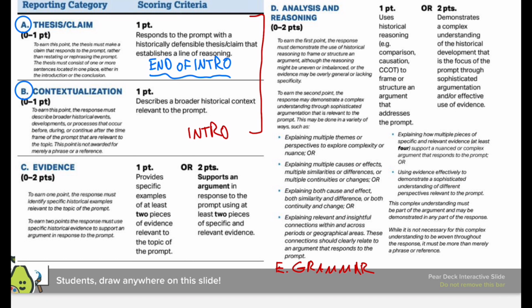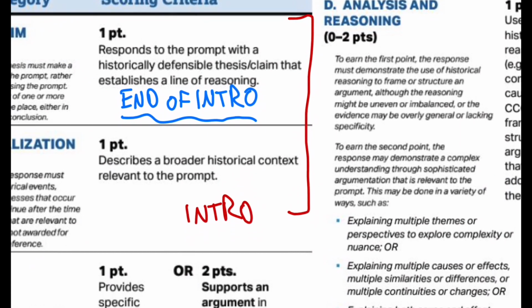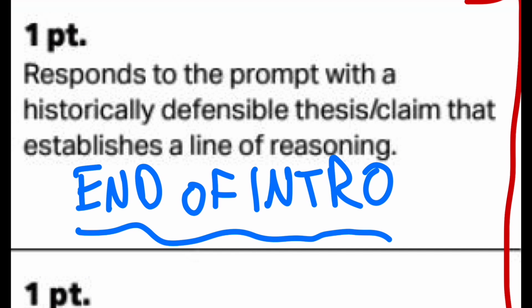Okay, this is where you should be putting your thesis so it is easy to identify for the reader, so we know where to look for it. And if you look at the criteria for the thesis, you must respond to the question with a historically defensible thesis or claim that establishes a line of reasoning. So what this means is it has to be something that is historically defensible.